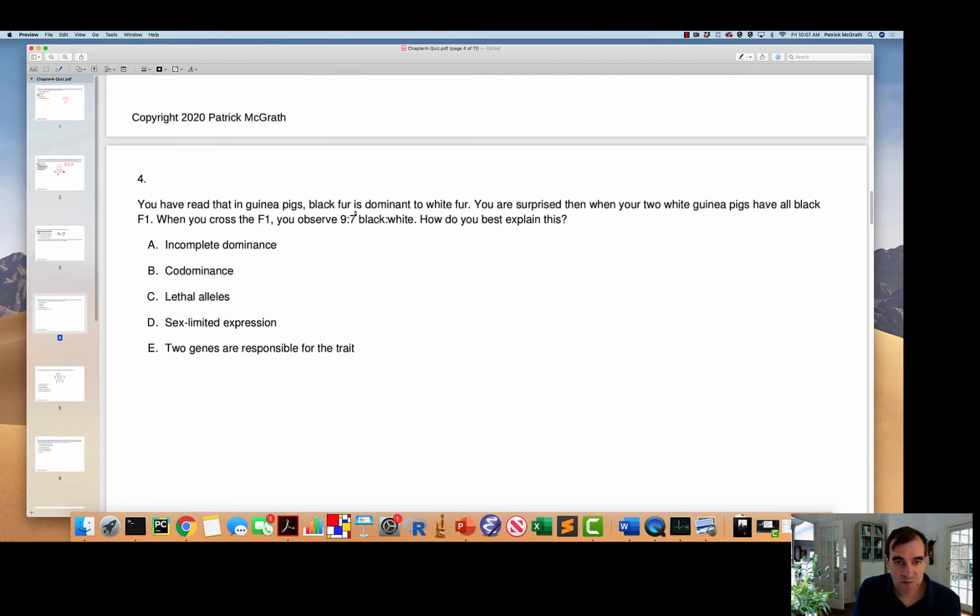You have red guinea pigs, black fur is dominant to white fur. You are surprised when your 2 white guinea pigs have all black F1. When you cross the F1, you observe 9 to 7 black to white. So how do you best explain this? Again, 9 to 7, add that up, and that's 16. So immediately you should be thinking there's 2 genes.